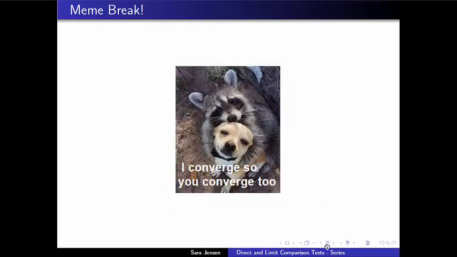Now we still have more to go. We need to take a look at the limit comparison test, and we need to see some more examples and see the complexities of the previous theorem. But for now, we're going to take a break, and we're going to look at this adorable picture of our nice function hugging our messier function and giving us a visualization of that direct comparison test.